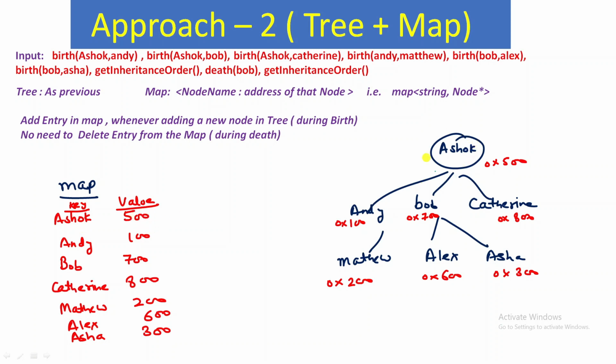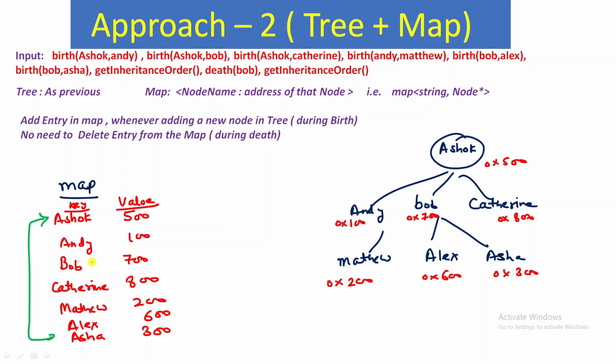So basically the node is, let's say, Ashok, and the address is 500. In the same way, the address of Andy is 100, the address of the node containing Bob is 700, and the address of the node containing Catherine is 800, and so on. So this map is what I will be keeping track of, and how will it help me in comparison to the first approach?